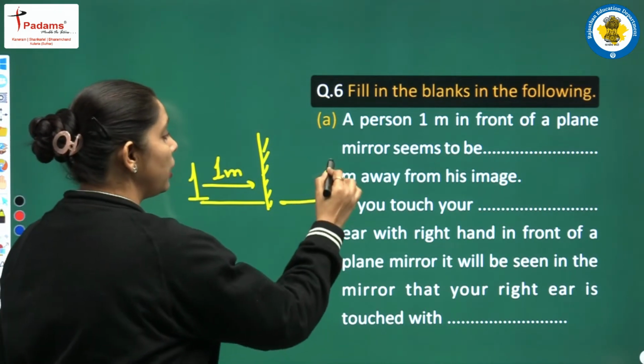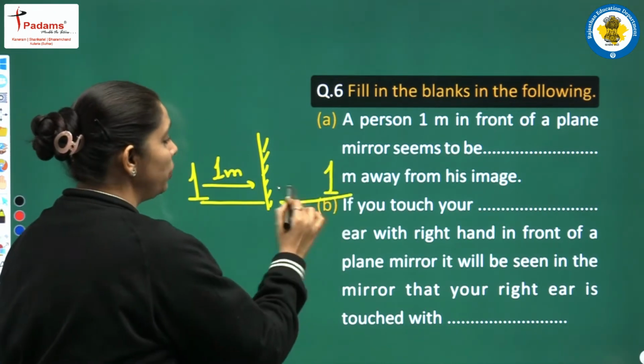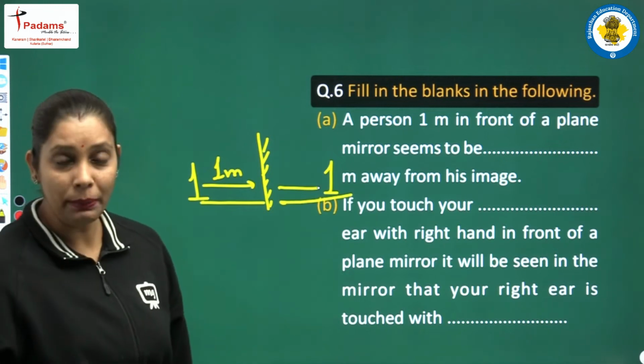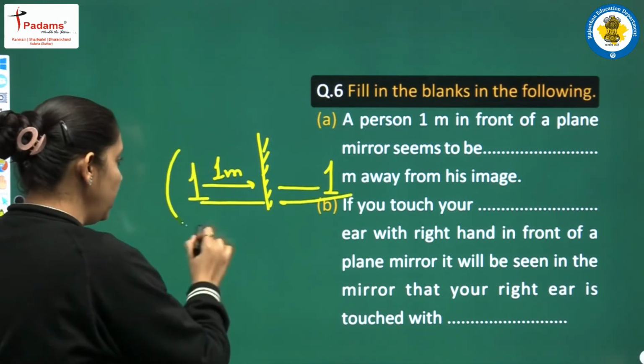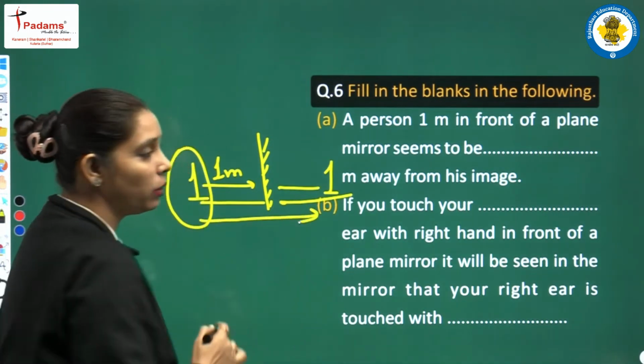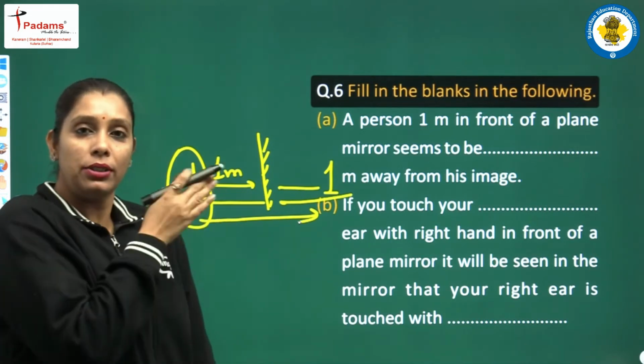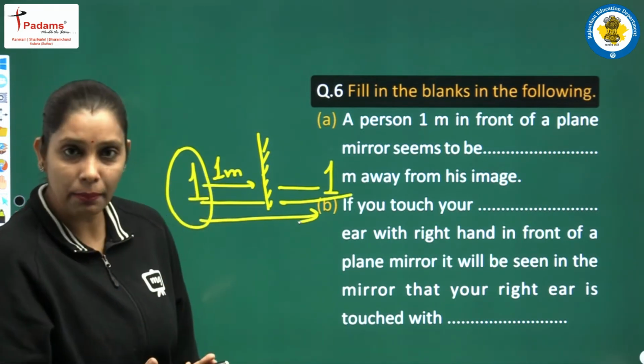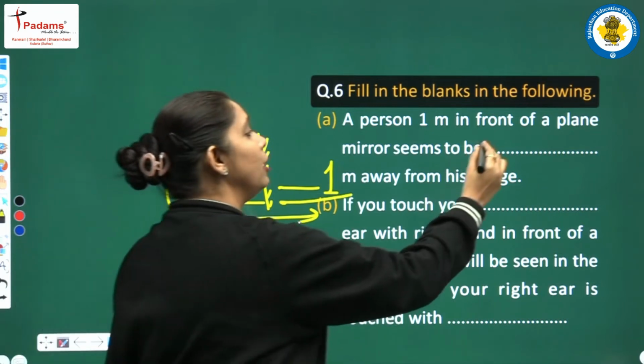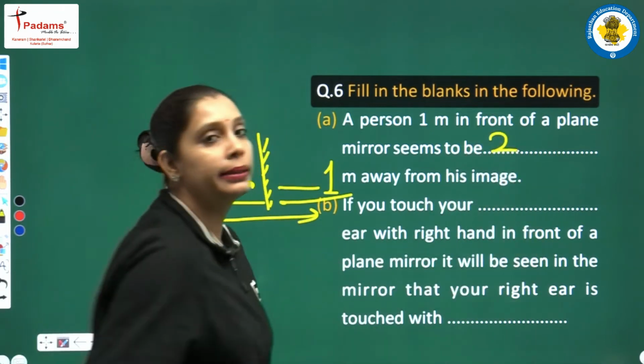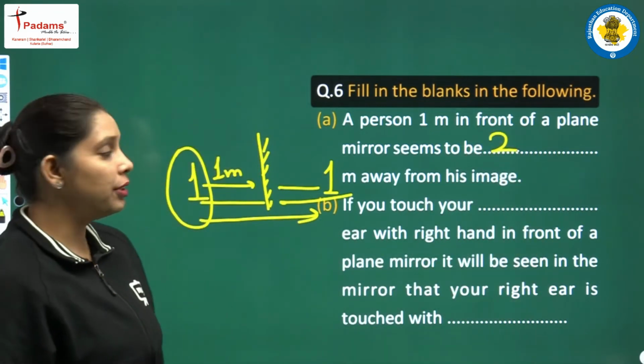अब इसकी इमेज कहाँ है? यहाँ पर. तो ये डिस्टेंस पे कितना होगा? 1 मीटर. अब आपसे ये पूछ रहा है कि ये अपनी इमेज से कितनी दूरी पर होगा, तो ऑब्वियस सी बात है 1 मीटर here and 1 मीटर behind that mirror. So the answer will be 2 मीटर. Clear everyone? Read the next one.